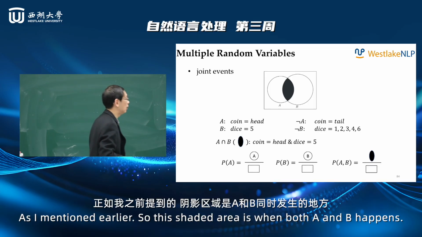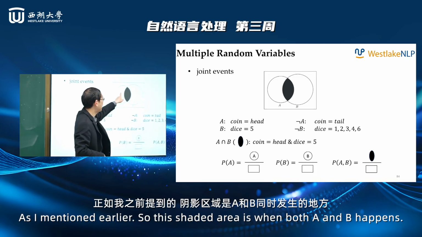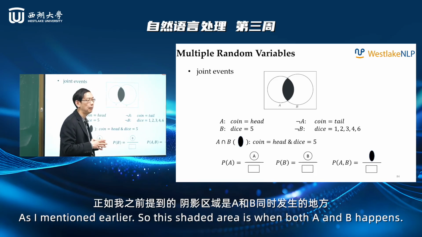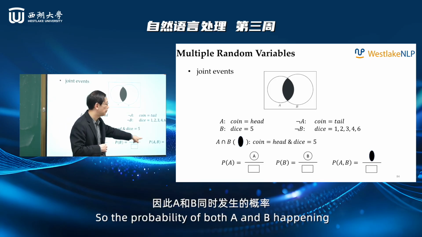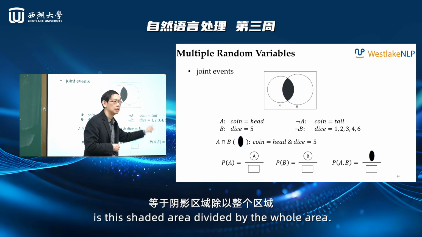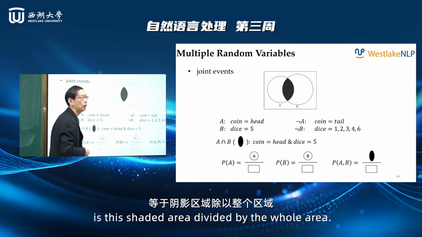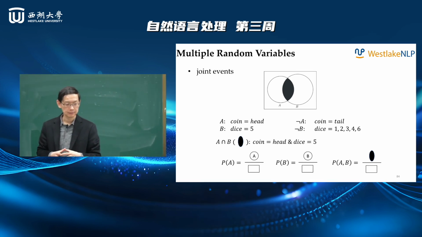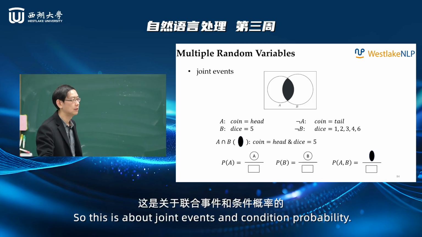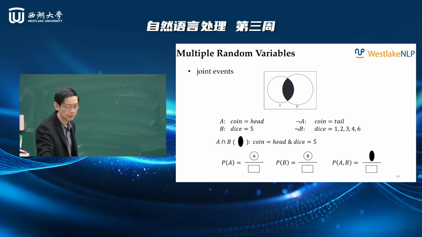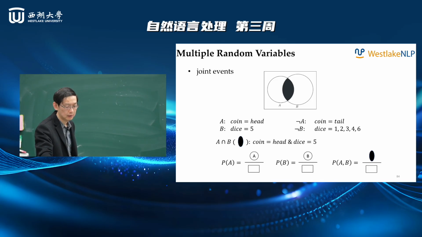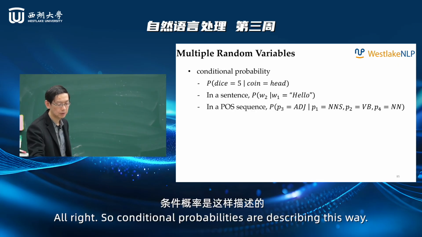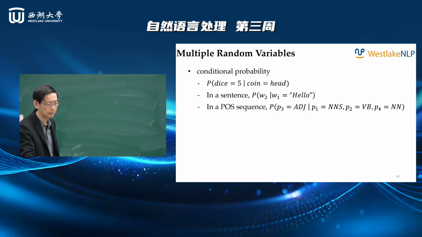As I mentioned earlier, this shaded area is when both A and B happen, so it's called a joint event. The probability of both A and B happening is this shaded area divided by the whole area. So this is about joint events and conditional probability. I just went through quite quickly. Conditional probabilities are described in this way.